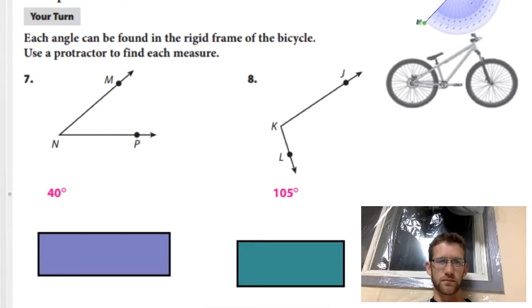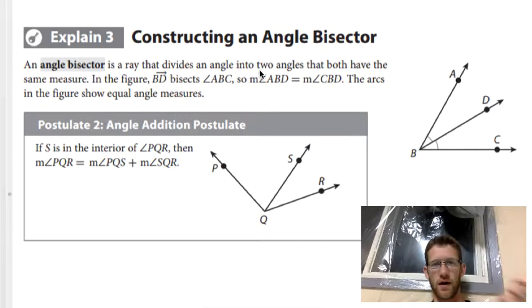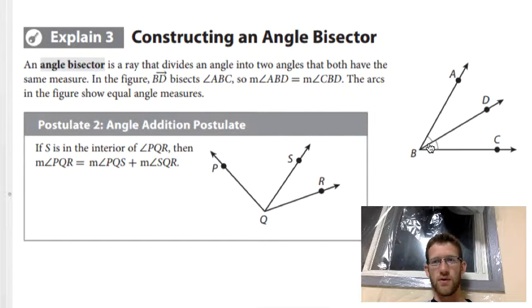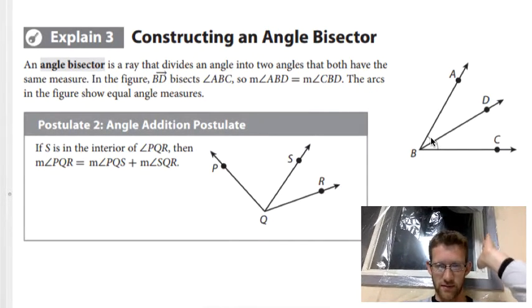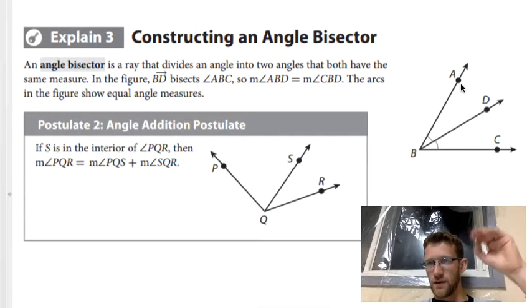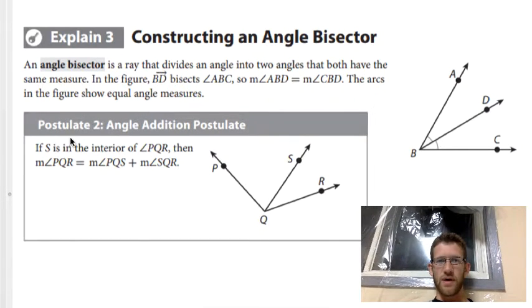So that's kind of just a way to check to see if you're in the right ballpark. Okay, a few more terms. An angle bisector is a ray that divides an angle into two equal parts, right? So bisecting, we did this with a segment bisected. We can do it with an angle. So there's a postulate.